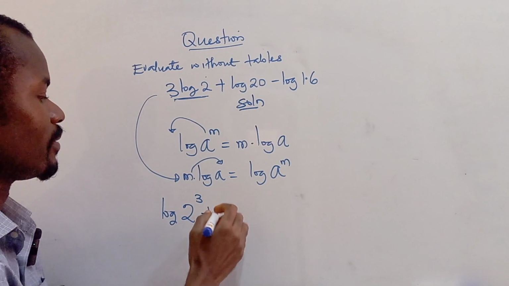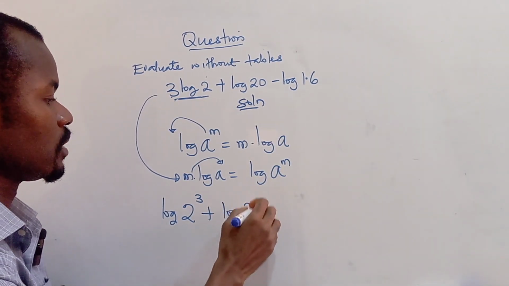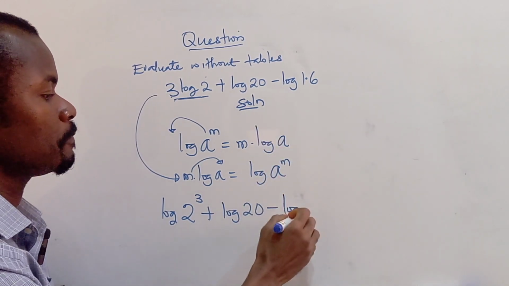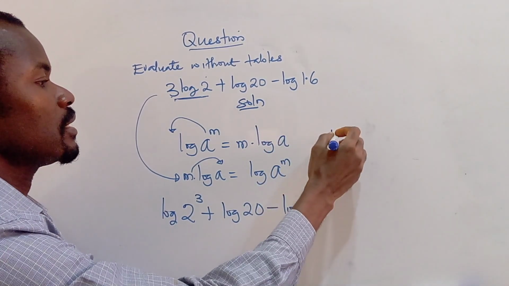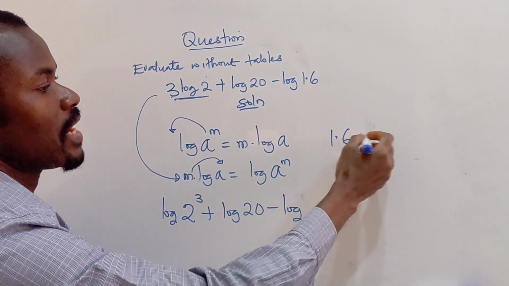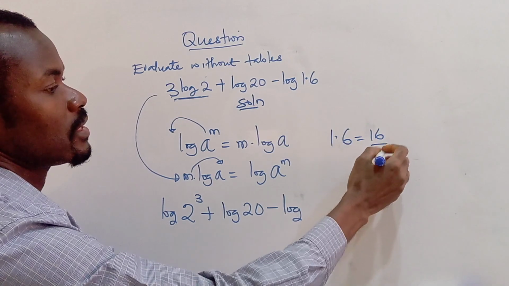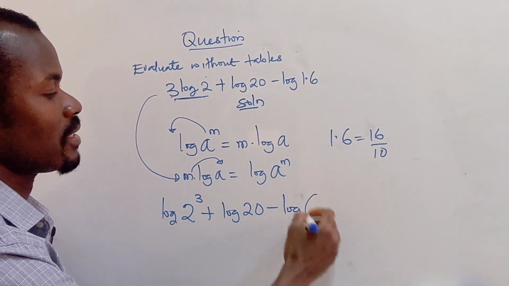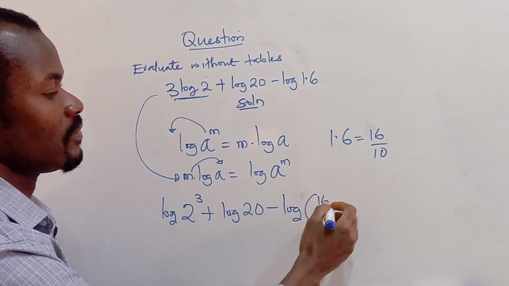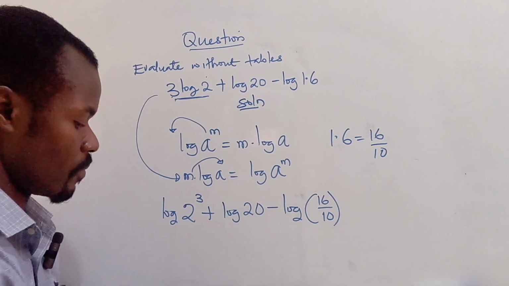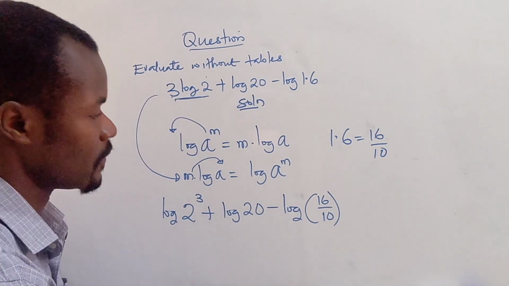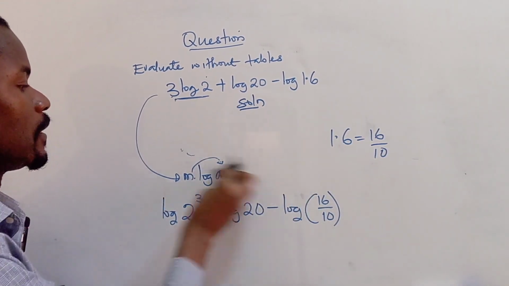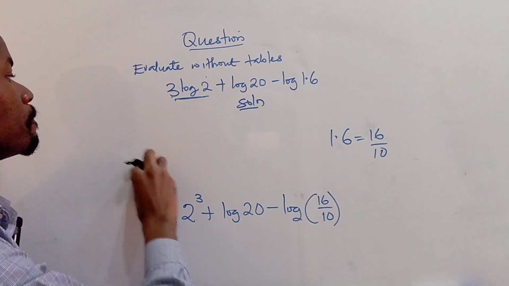Plus log 20 minus log 1.6. Now 1.6, we can write in fraction as 16 over 10. The point means 1 and this becomes 0, so we can write this as 16 divided by 10. Okay, so that's our first step. So let's see what next we can do here.